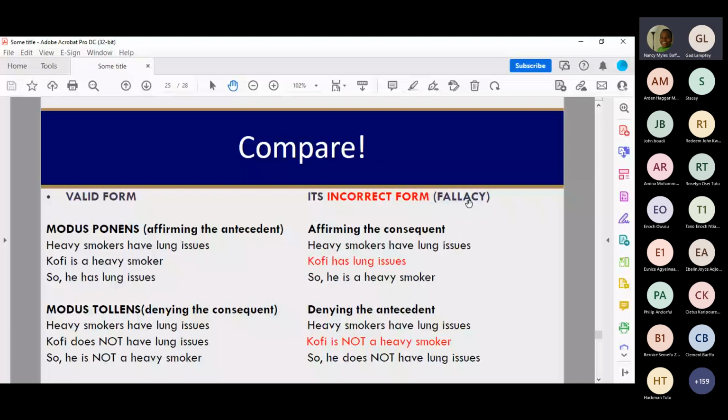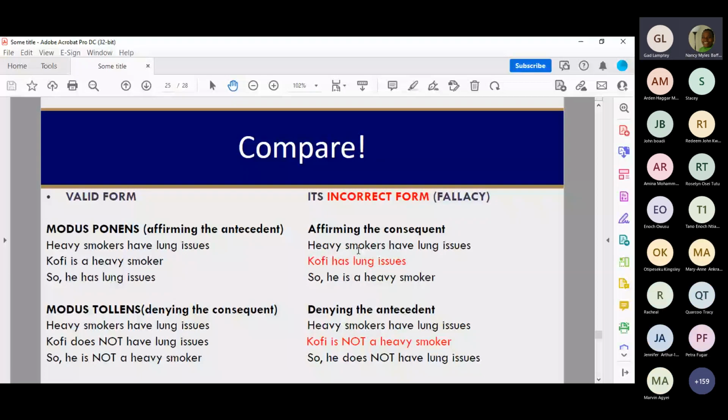That fallacy is called affirming the consequent. I didn't say the fallacy of modus ponens. There is nothing like that. The fallacy has its name. It's called the fallacy that affirms the consequent. Don't write fallacy of modus ponens. You get the answer wrong. Modus ponens is a valid form. Its incorrect form is what? The fallacy of affirming the consequent. Please read that. Let's see the pattern that we say is wrong. And so we label it as such.